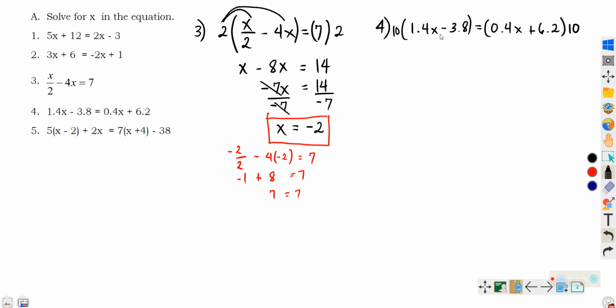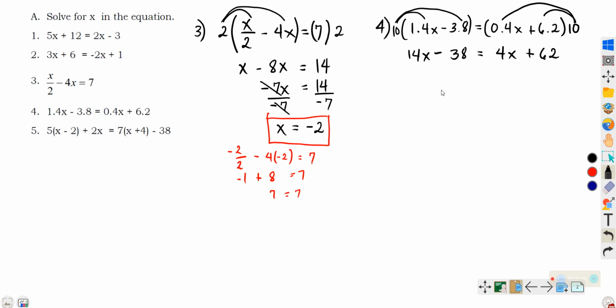Ayan. So, since binomial ulit yung nasa loob ng parenthesis, apply ulit ang distributive. At tandaan, distributive property po ang gagamitin. So, 10 times 1.4x, we simply move the decimal point to the right, magiging 14x na po yan. Minus, ganun din po yung 10 times 3.8, move lang yung decimal point to the right, magiging 38, equals 10 times 0.4, move the decimal point to the right, it will become 4x. And then 10 times 6.2, move the decimal point to the right, it will become 62. Ayan. So, wala ng decimal.